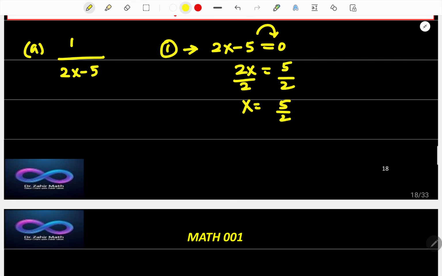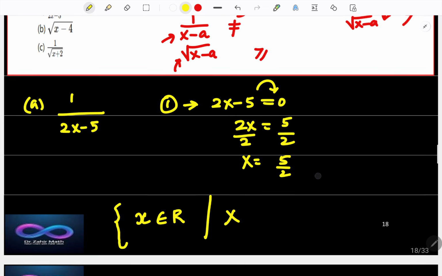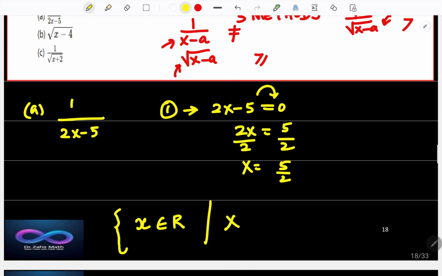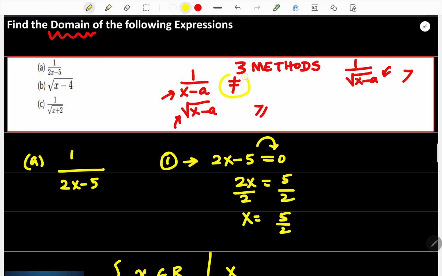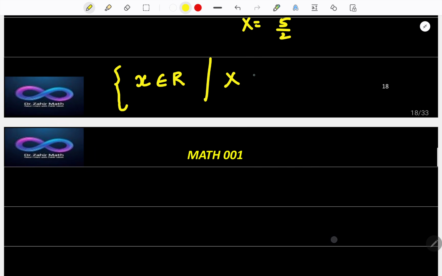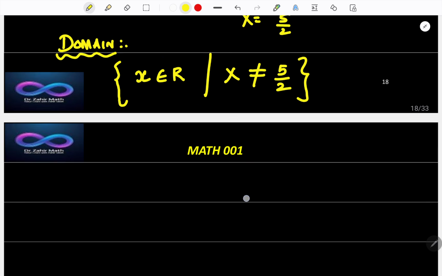So what happens? You have to write set builder notation. Curly braces. Set of all x belongs to R such that x, is there a square root here? No square root. If there is no square root, we are going to use what? Not equal. x not equal to 5 over 2. This is called domain. Clear all of you? Right. Let's go to the next question.